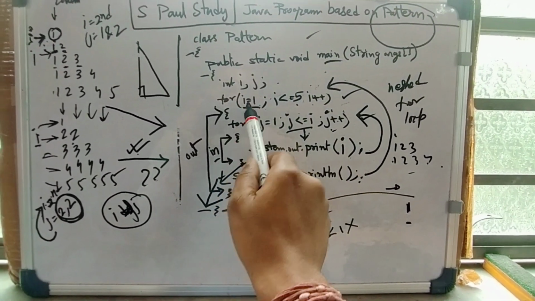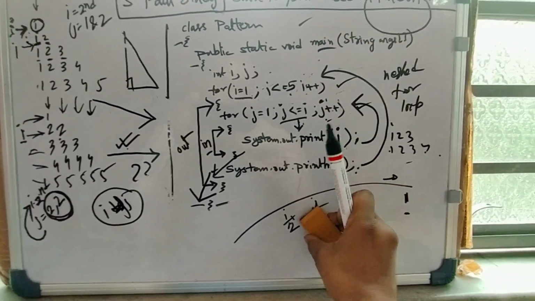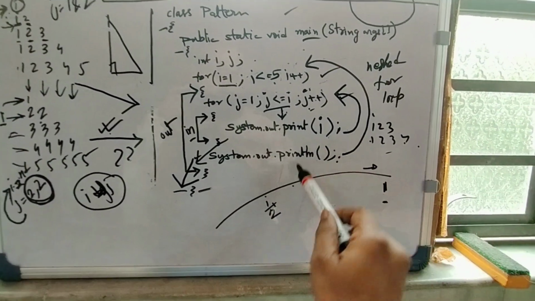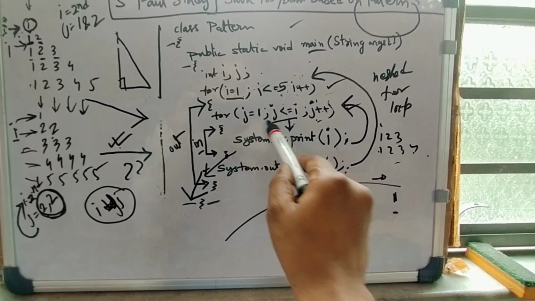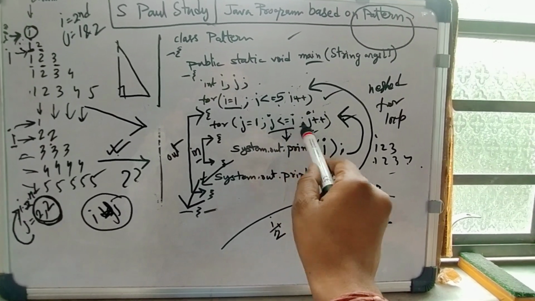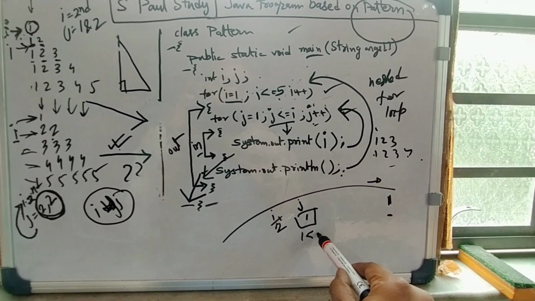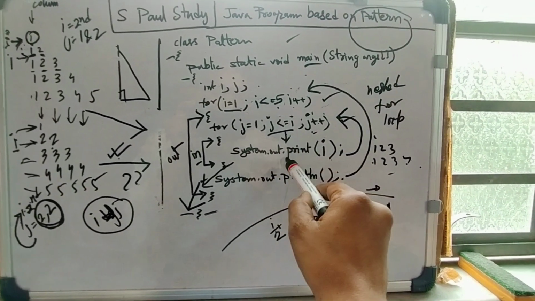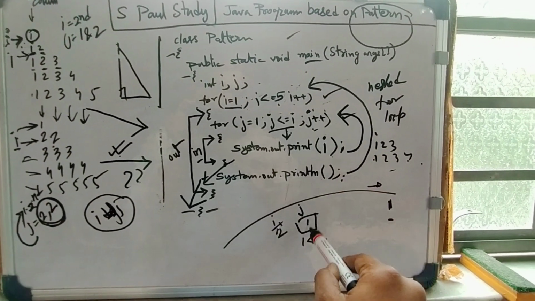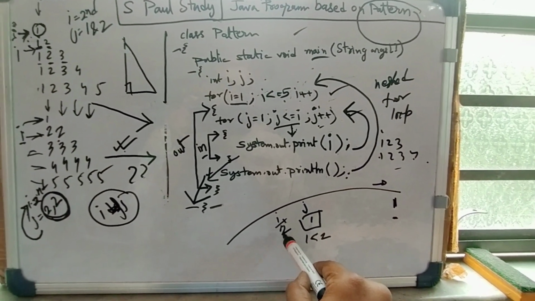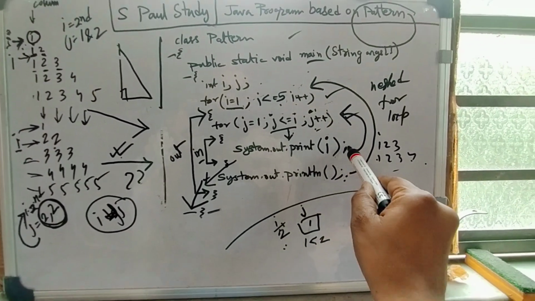Then a fresh loop starts and the value of j is 1. Again, for the fresh loop, the value of j starts from 1. 1 checks with i, which is 2, comes down, prints the value of i, not j. i is 2, hence 2 prints.